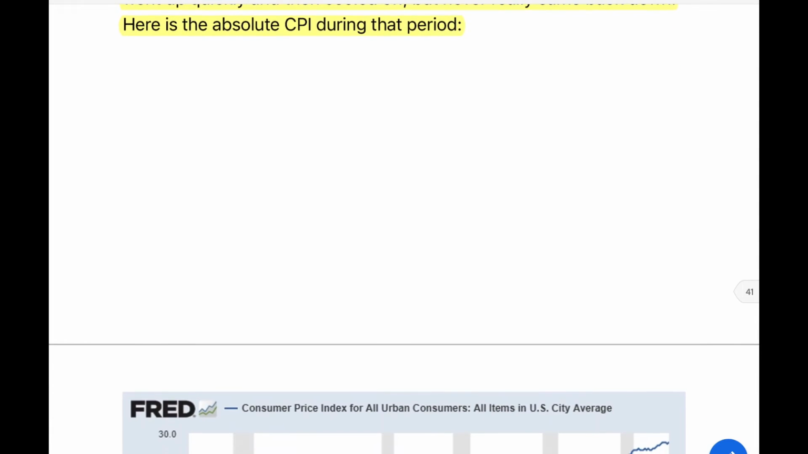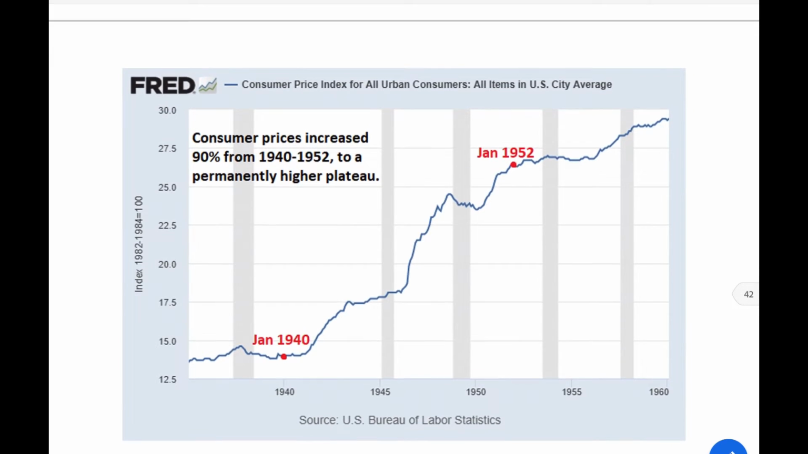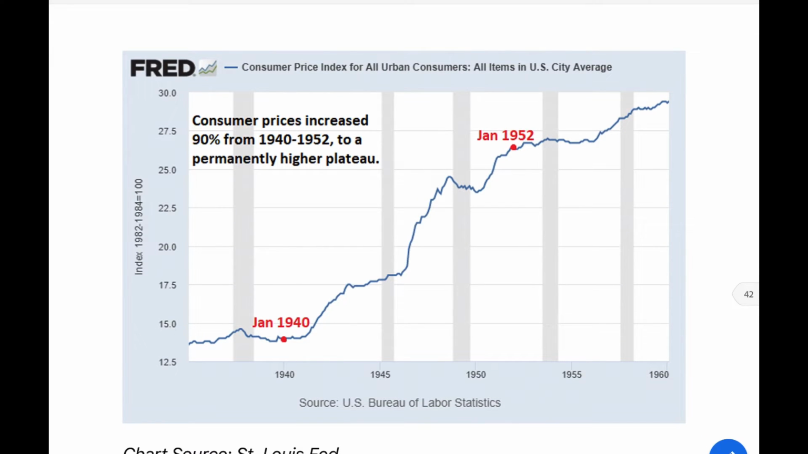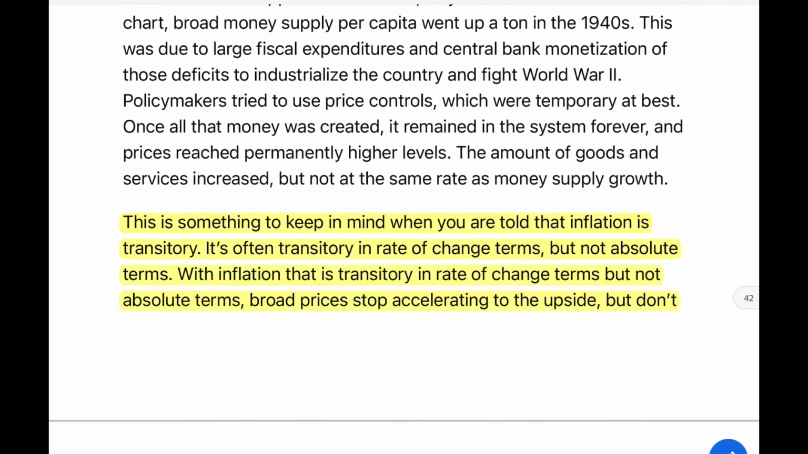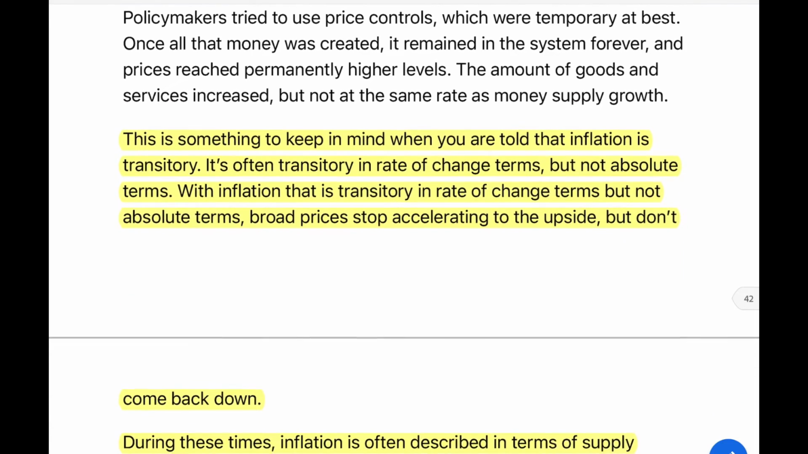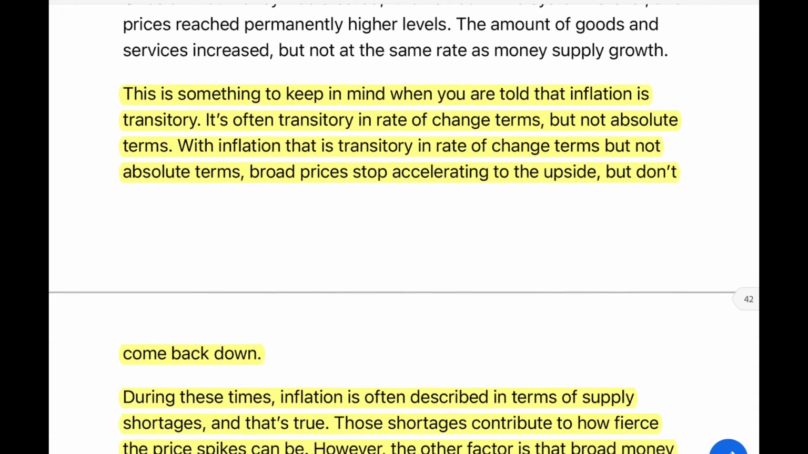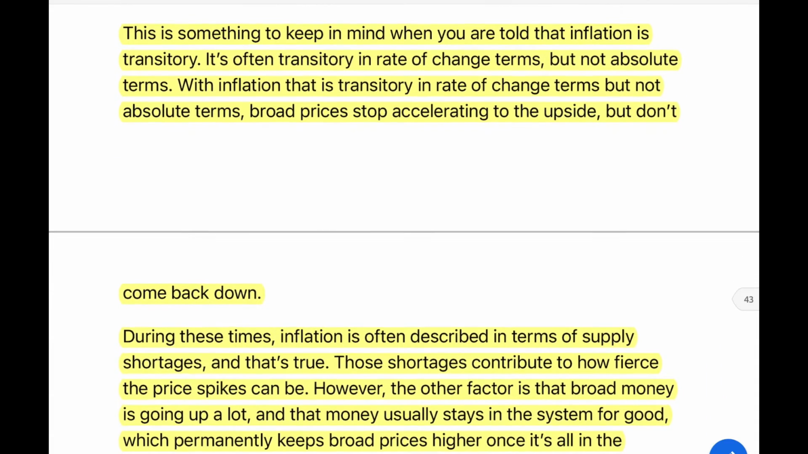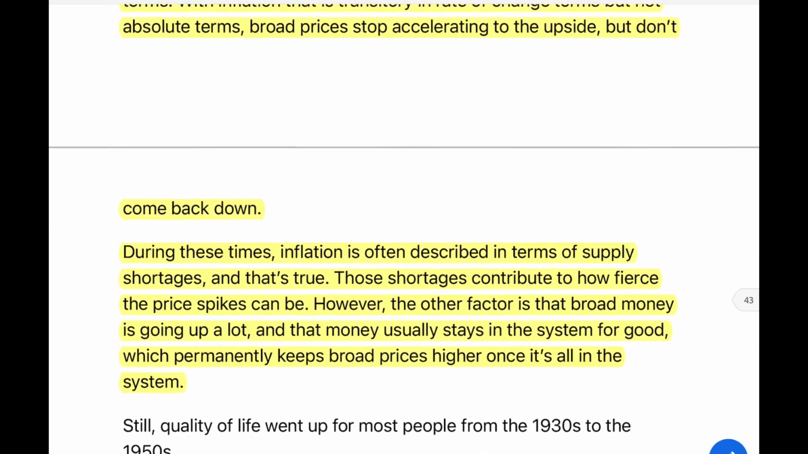Here's the absolute CPI during that period. Consumer prices increased 90% from 1940 to 1952 to a permanent higher plateau. This is something to keep in mind when you're told that inflation is transitory. It's often transitory in rate of change terms, but not absolute terms. With inflation that's transitory in rate of change terms but not absolute terms, broad prices stop accelerating to the upside, but don't come back down.